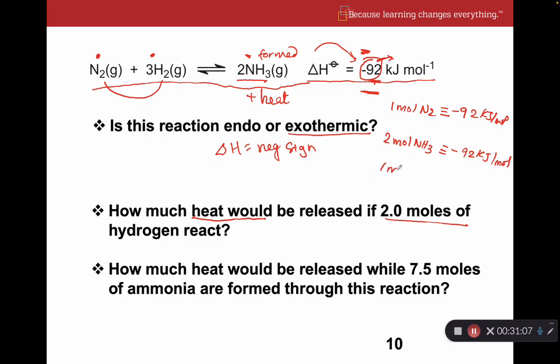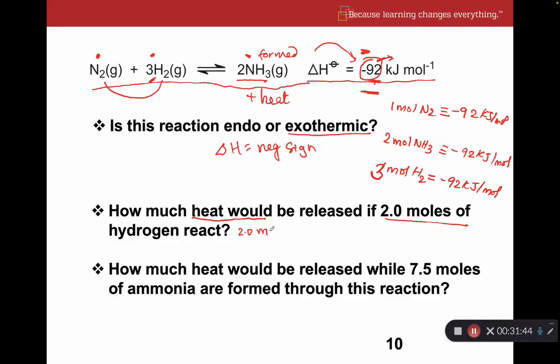If the question is related with ammonia, I can do that. I can also write 1 mole of hydrogen. Oh, I have 3 here, so I have to write 3. Let me correct that: 3 moles of hydrogen is equal to negative 92 kilojoule per mole. So what I'm doing is relating the species, either reactant or product, with the amount of heat that is released. Now you have the equivalent equality, and we can make the correct conversion factor and work here.